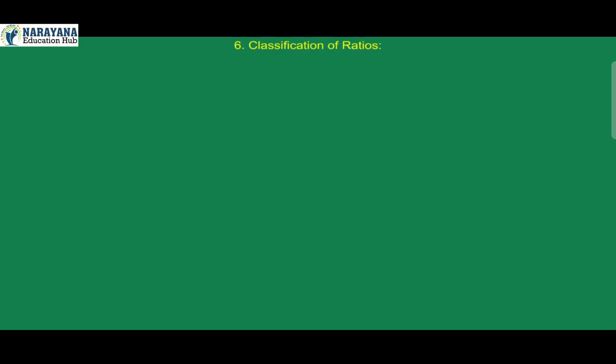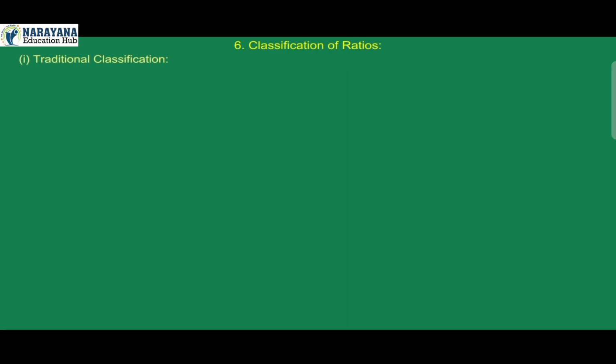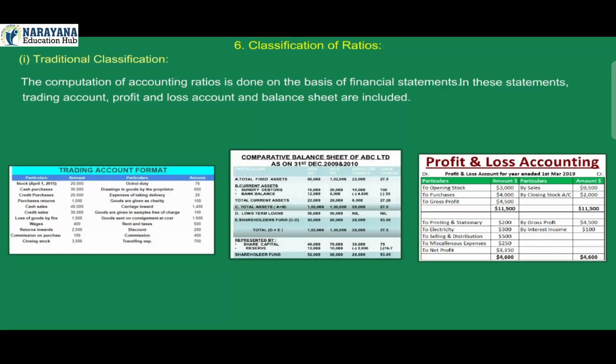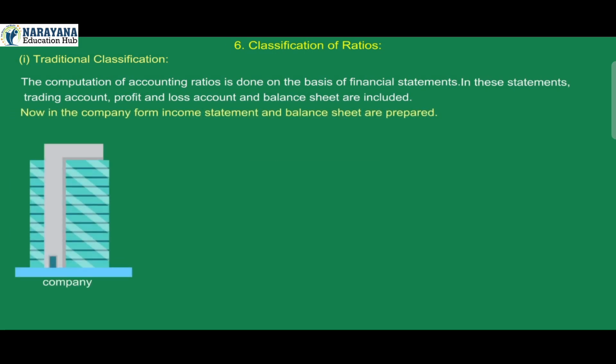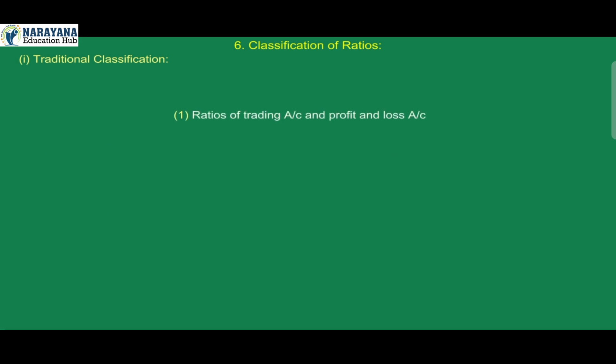6. Classification of ratios. The classification of ratios can be done into two categories. 1. Traditional classification. 2. Functional classification. 1. Traditional classification. The computation of accounting ratios is done on the basis of financial statements. In these statements, trading account, profit and loss account, and balance sheet are included. Now in the company form, income statement and balance sheet are prepared. 1. Ratios of trading account and profit and loss account. 2. Ratios of balance sheet. 3. Composite ratios are covered.